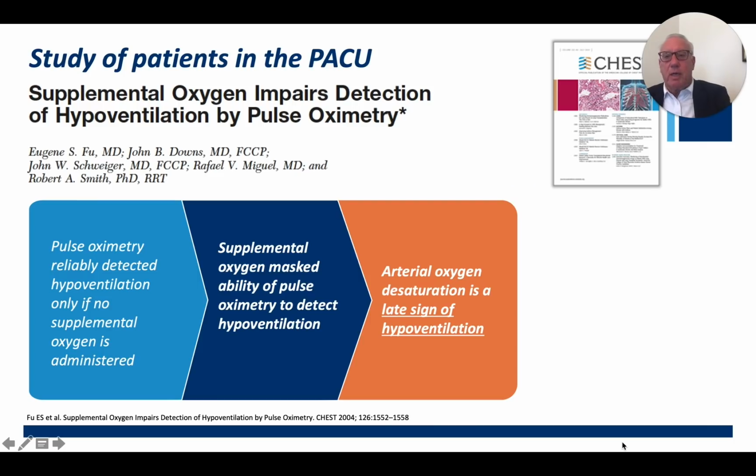Now, we're talking about respiratory compromise. And this 2004 article looks at how supplemental oxygen impairs the detection of hypoventilation. As I said, hypoxemia with respiratory compromise from impaired control of breathing is typically hypoventilation induced. You can see it says arterial oxygen desaturation is a late sign of hypoventilation.